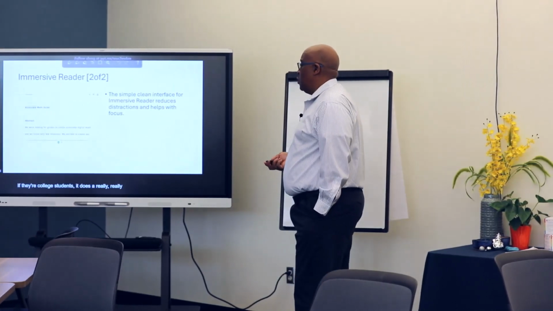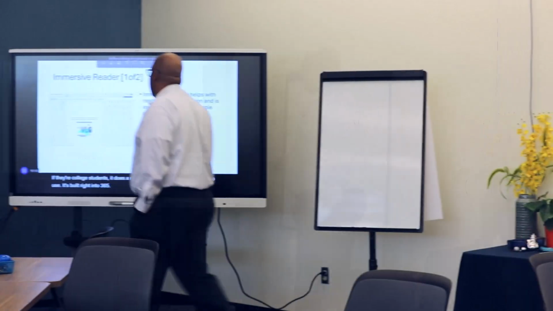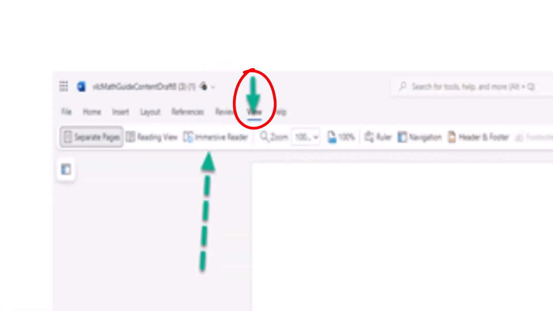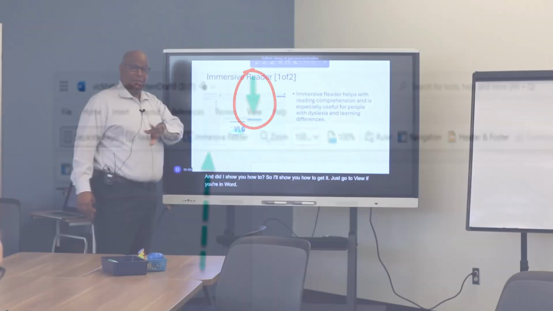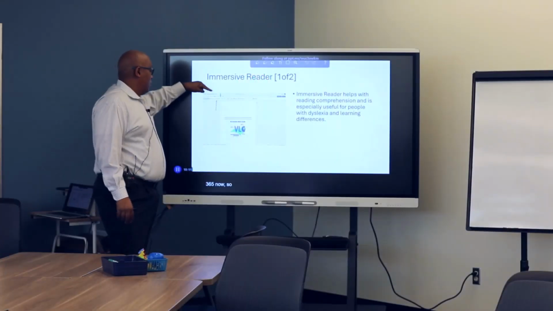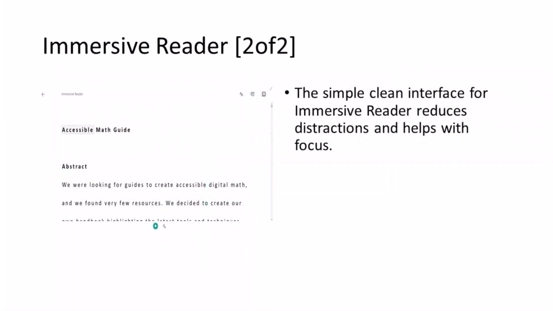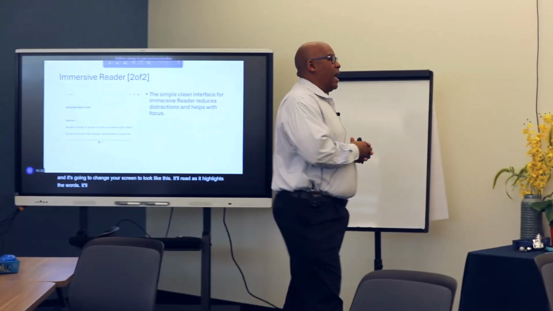It's very easy to use. It's built right into 365. So I'll show you how to get it. You just go to View, if you're in Word, 365 now, so you're in 365. Go to View, and then you just click Immersive Reader, and it's going to change your screen to look like this. It'll read as it highlights the words. It will read them.